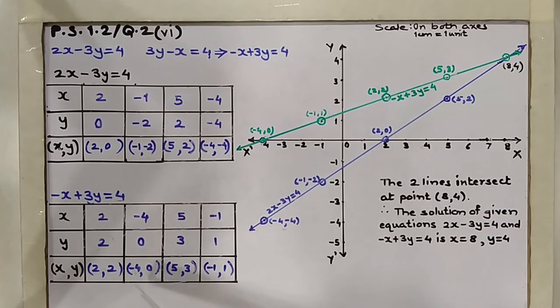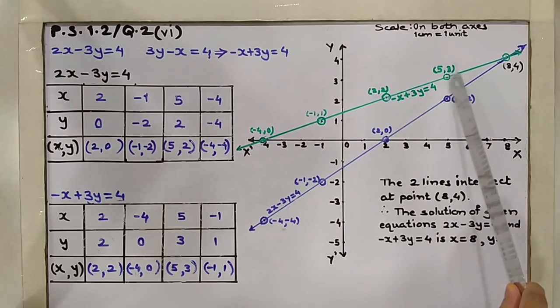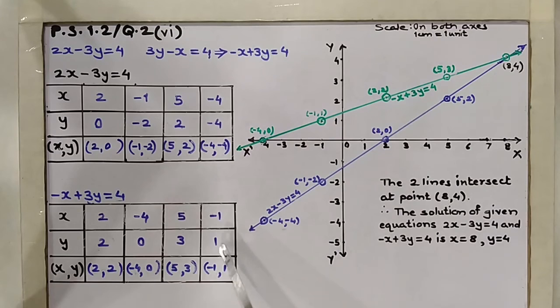Third point is (5, 3). X coordinate is 5 and y coordinate is 3. Both x and y coordinates are positive, so the point is going to lie in the first quadrant. The last point is (-1, 1). X coordinate is -1 and y coordinate is 1. The x coordinate is negative and the y coordinate is positive, so the point will lie in the second quadrant.